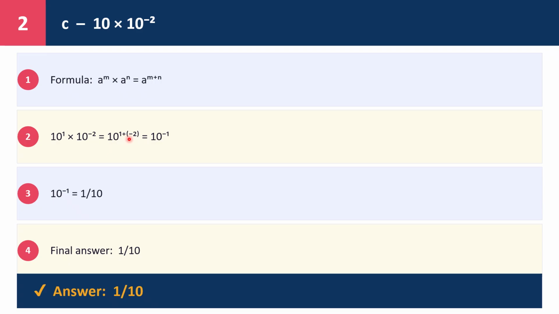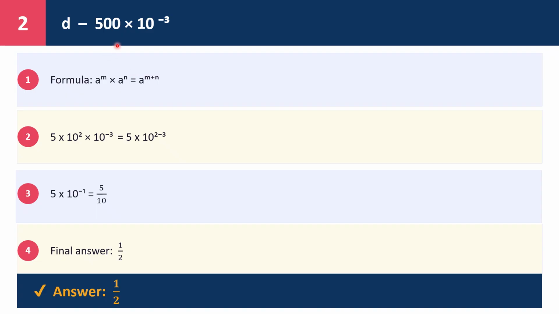So 1 plus of minus 2. It's an integer. If one is positive and another is negative, we have to do the subtraction, but write the bigger number's symbol. So 2 minus 1 is 1, but the bigger number is 2, which has a minus sign, so it's minus 1. 10 power minus 1. Let's write the reciprocal of 10 power minus 1. That's 1 by 10. Always give the answer in positive indices. So the final answer is 1 by 10.